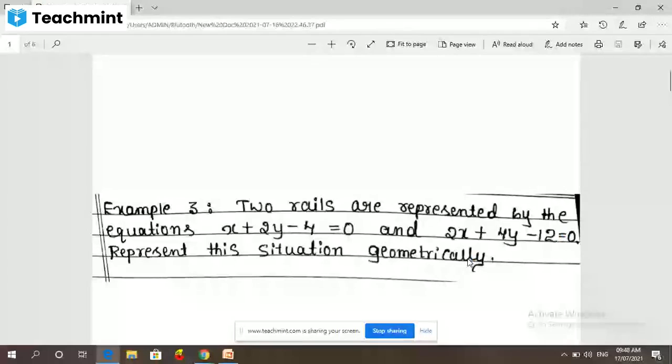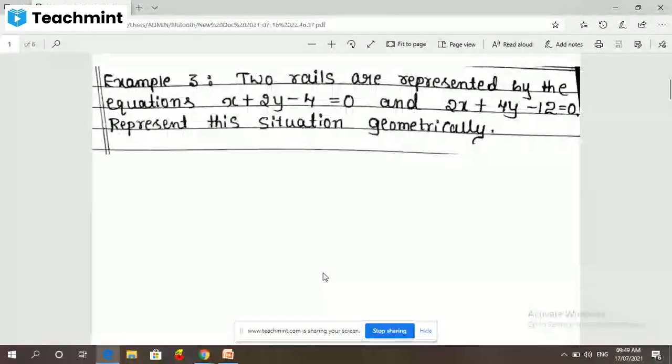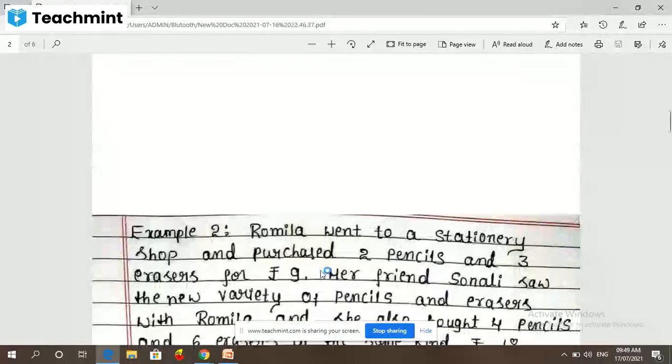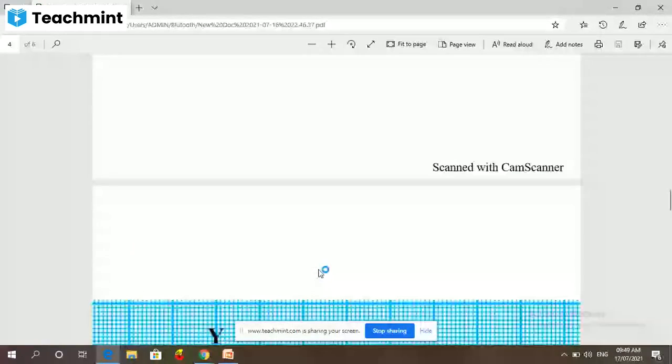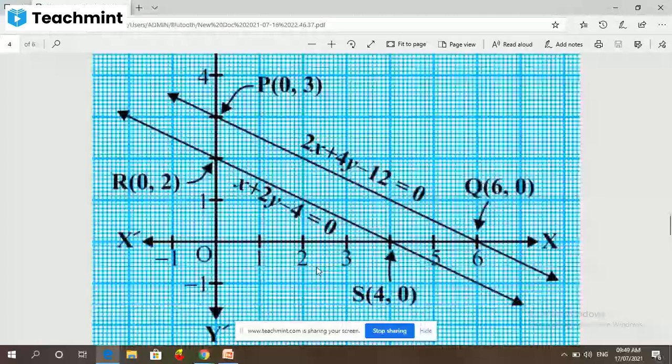Then afterwards, prepare a table for both equations, plot the points on the graph paper, and check what type of lines you will get. Okay, so I'll show the graph of that one. This is for the two rails expression. After plotting the pair of linear equations on the graph paper, you can observe this type of graph.